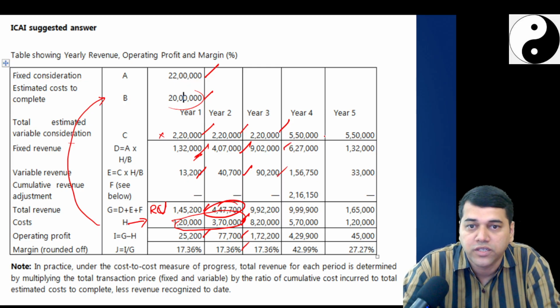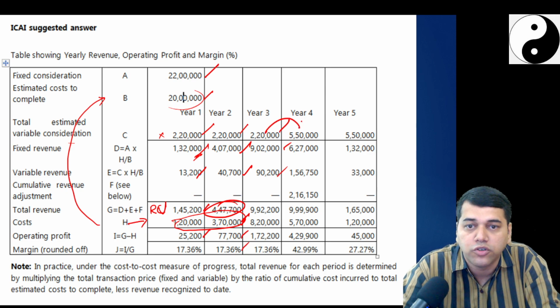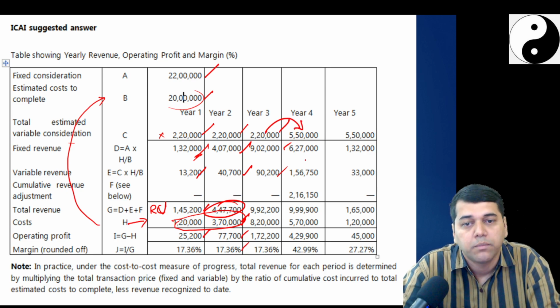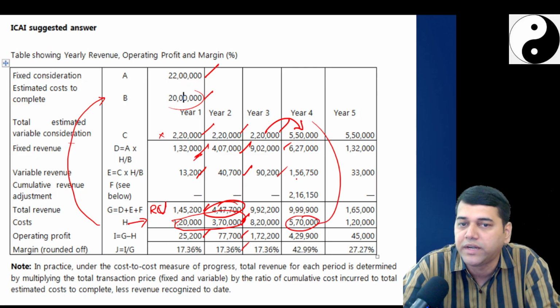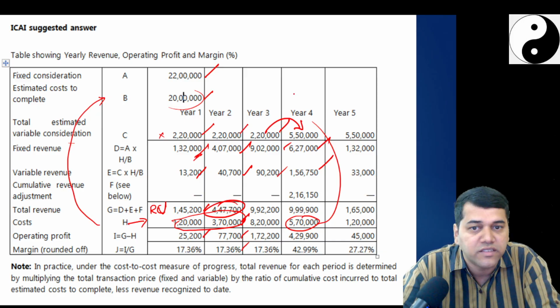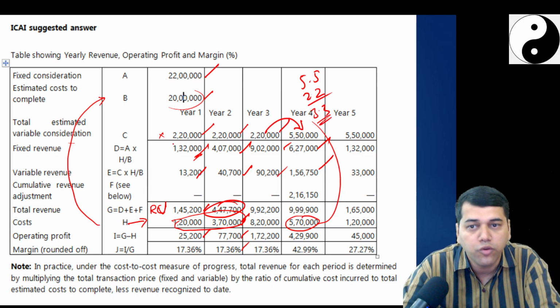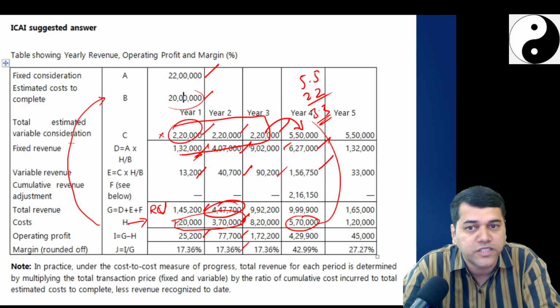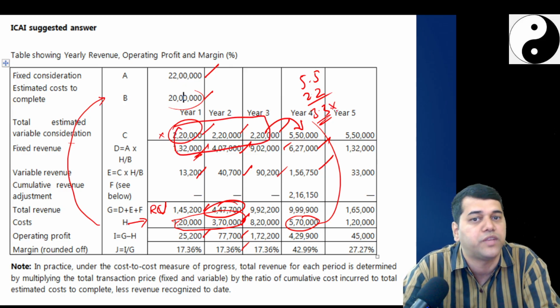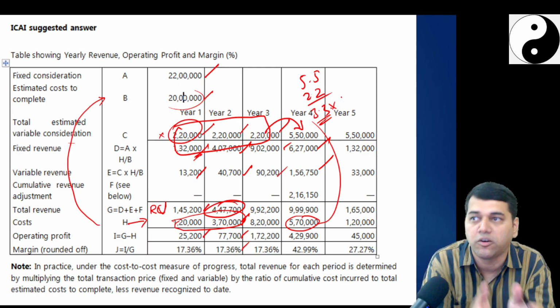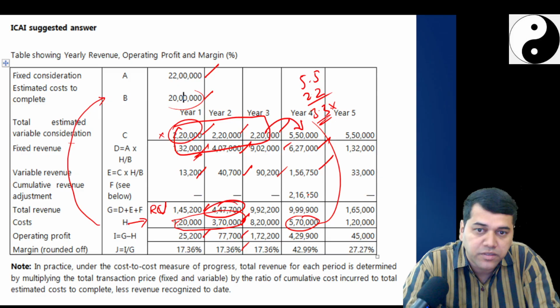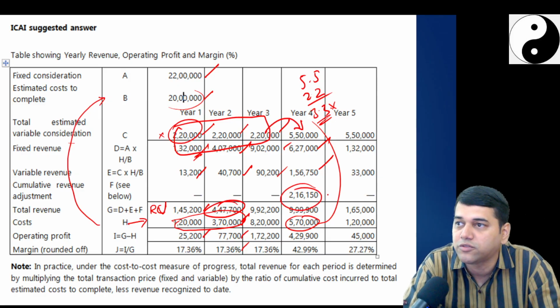When it comes to the fourth year, your variable consideration is going to change now. Because of this, you calculate the percentage of completion the same way, 5.7 divided by 20. You take both the things and see how much increase happened. 5.5 minus 2.2, 3.3 is the increase. If you knew on day one, for all these first 3 years you would have charged some portion of 3.3, which is up to 3 years earlier how much is complete. That adjustment is this 2,16,150. Did you get this 2,16,150?